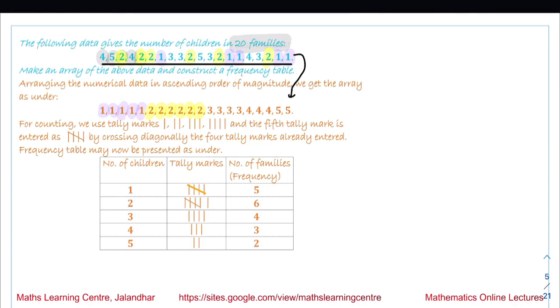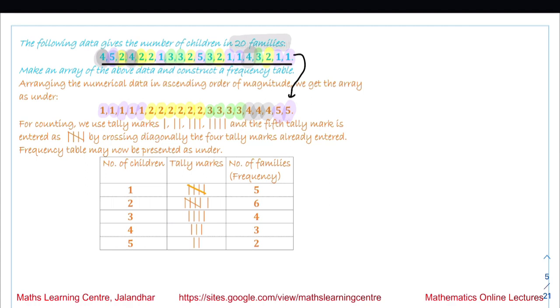After this, the next larger value we have is 3. It occurs 1, 2, 3, 4 times, so we are writing 3 four times over here. The next value is 4. We have 4 three times, so we have written 4 three times over here. The next value is 5. We have 5 two times over here. So basically the frequency of 1 is 5, and the frequency of 2 is 6.